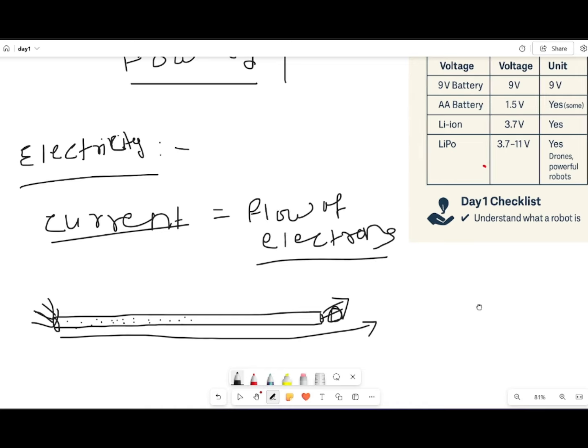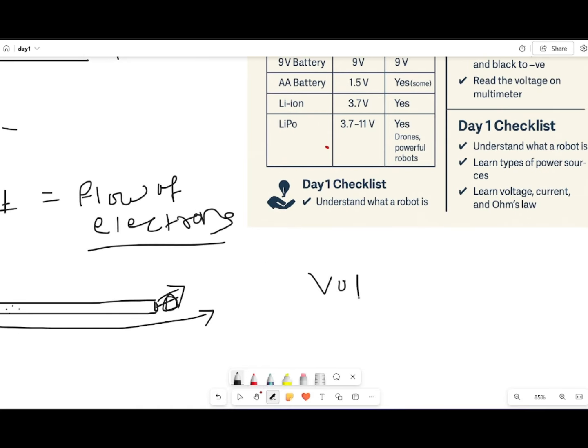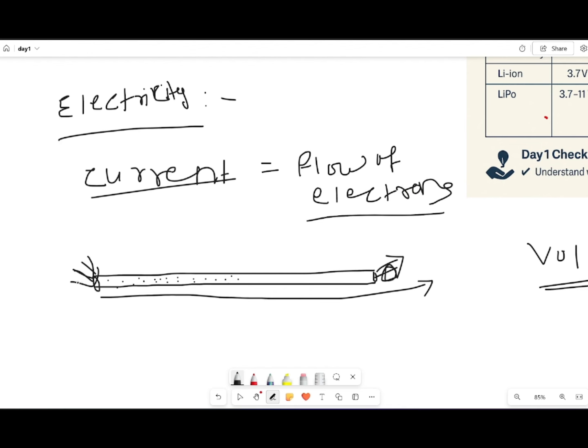Now we have a second thing. What is voltage? Whatever the pressure through which the electrons are flowing in this conductor, whatever the pressure they are using to flow the electrons from one point A to another point B, that pressure is called voltage. Or we can say the potential difference between two terminals is called voltage. Clear?